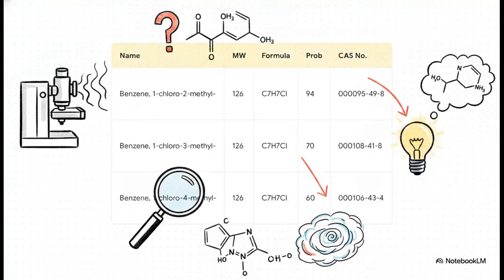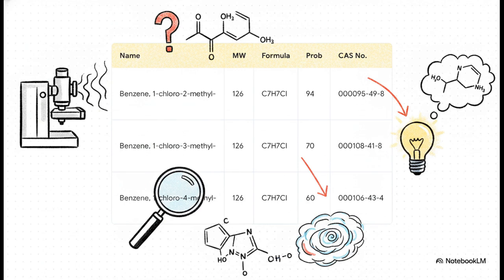We live in an incredible age of technology, right? If you have a digitized mass spectrum, a basic computer can compare it to a library of tens of thousands of spectra in a matter of seconds. It gives you this neat little hit list of suspects based purely on probability matching. It might tell you, hey, there's a 94% chance your unknown liquid is 1-chloro-2-methylbenzene.